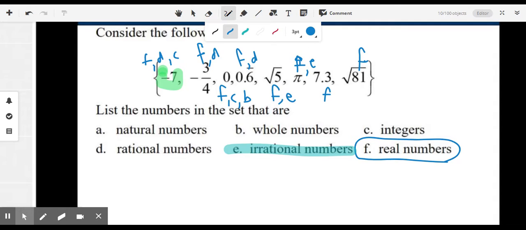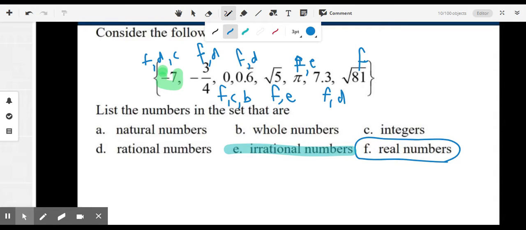7.3, it is rational because its decimal does terminate. So since it does terminate, that does make it rational. But that's going to be it. It's not going to be an integer, whole, or natural because it does have a decimal part.